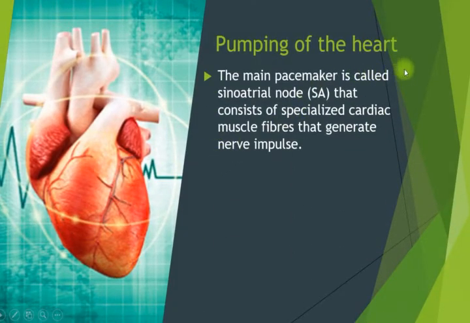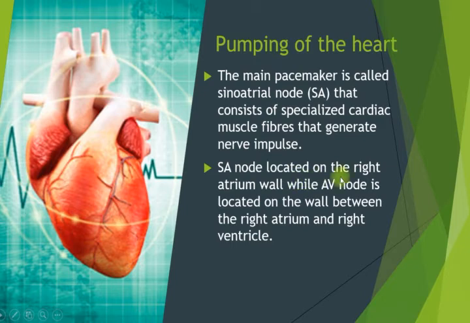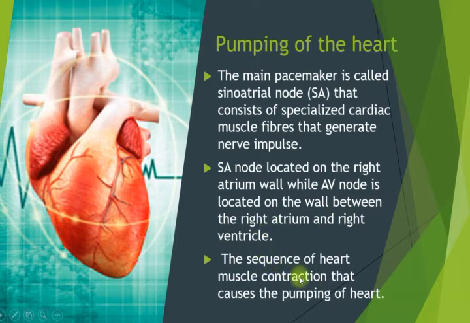The main pacemaker is called the sinoatrial node or SA node. It consists of specialized cardiac muscle fibers that generate impulses. The SA node is located on the right atrium wall, while the AV node is located on the wall between the right atrium and the right ventricle. When there is a sequence of heart muscle contraction, it will cause the heart to pump.